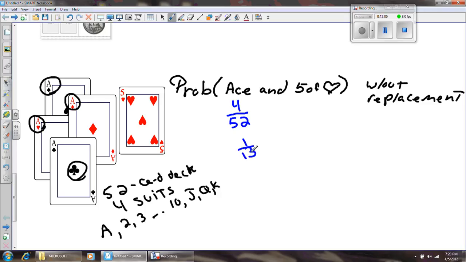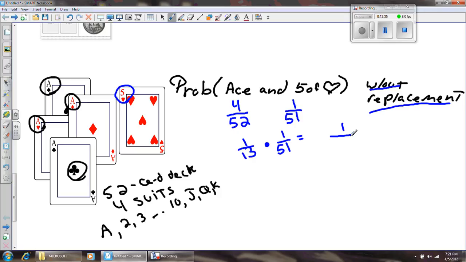Okay. Now, a 5 of hearts. Not any 5, just specifically the 5 of hearts. Well, and notice it says without replacement. Well, there's only one 5 of hearts in the deck. Now, if I've drawn out an ace, there are no longer 52 cards in the deck. There are only 51. And so I'll take 1/13 and 1 over 51, and I'll multiply because of the fundamental counting principle. 1 times 1 is 1.